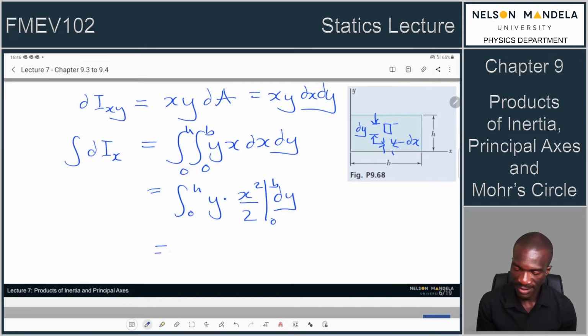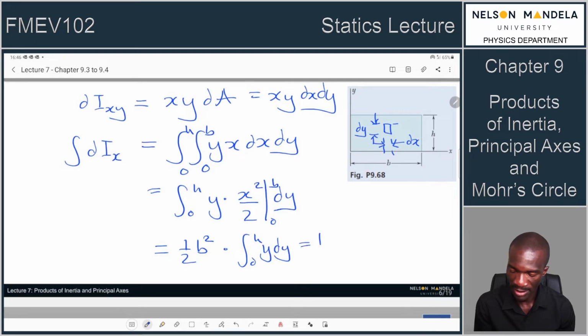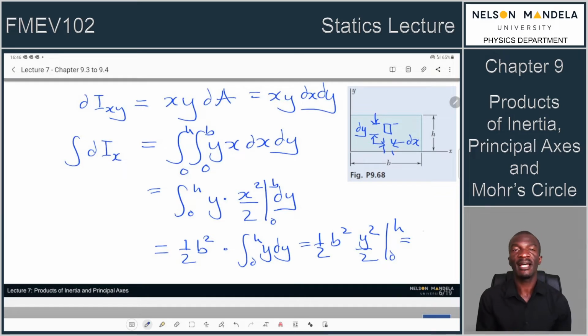Then when you have done that, you can proceed by taking out our x squared over 2, because it's now a constant. We've finished the integration and we can apply the limits. So we will have half of b squared again, multiplying the integral from 0 up to h of y with respect to y. This is b squared multiplied by y squared over 2, from 0 up to h. That also gives us another h squared over 2, which is a quarter b squared h squared.